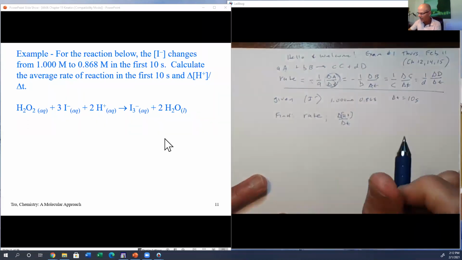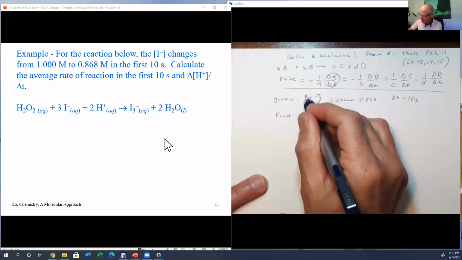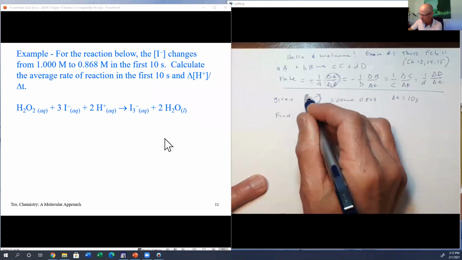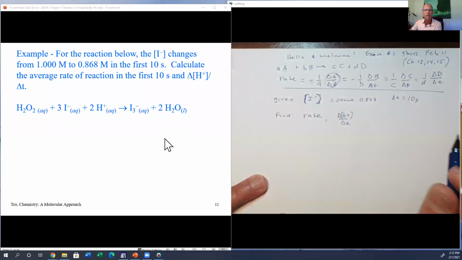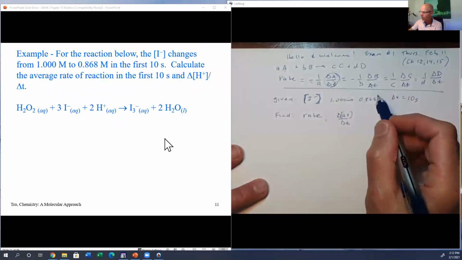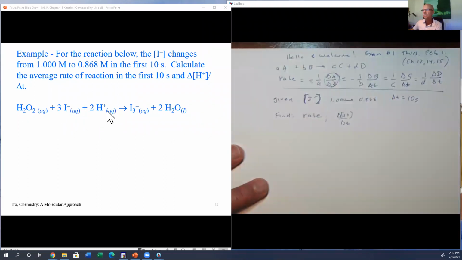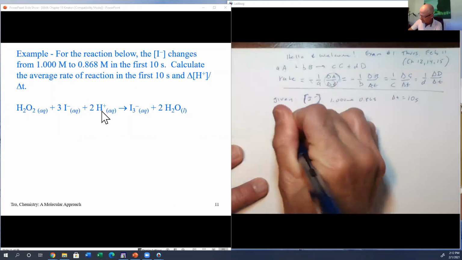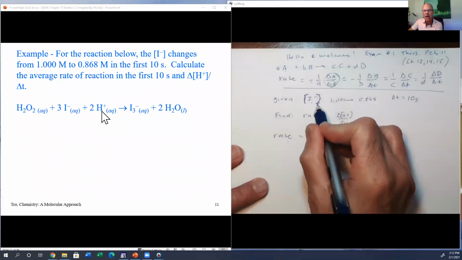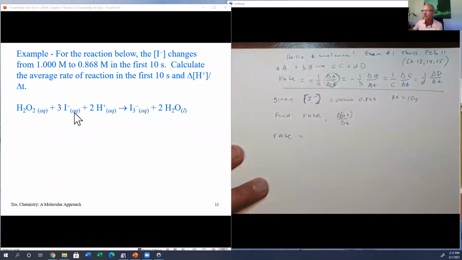Okay, and by the way, I think I said this last time, but any quantity like this in brackets means the concentration of that thing, and it's usually in molar, moles per liter. That's what these brackets mean. The concentration of that thing, whatever's in there, in moles per liter. Okay. So let's start with finding the rate first. Let's use the definition here and apply it to this reaction right here. And since it's giving us the change in I minus, let's define the rate of reaction with regard to I minus.